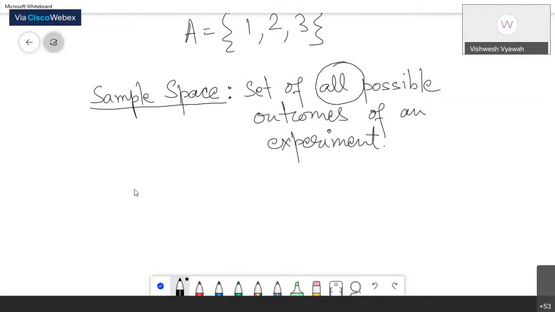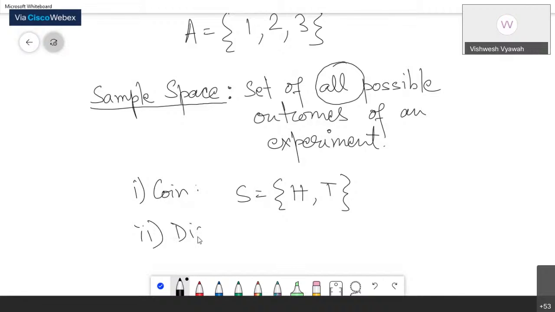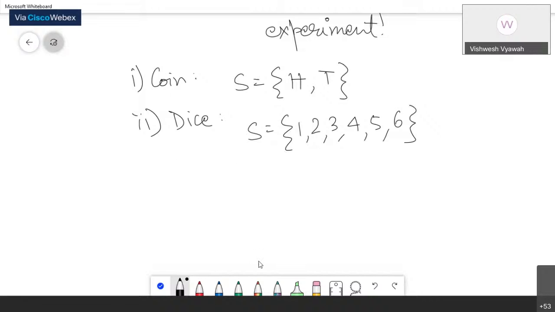So if my experiment is a coin, then my sample space is H comma T, heads and tails, because there are only two possible outcomes when you toss a coin. Second experiment is a dice. Here, what will be your sample space? All possible outcomes. What are all possible outcomes? 1, 2, 3, 4, 5, 6. These are all possible outcomes of this.